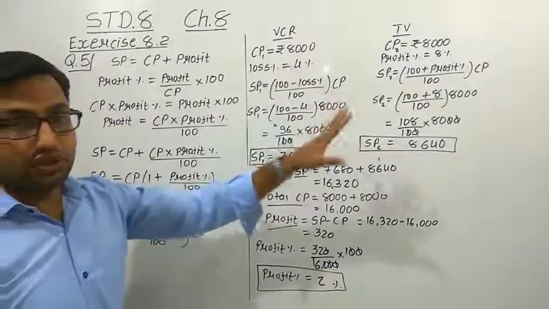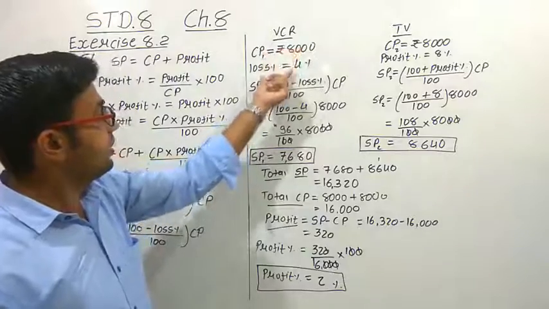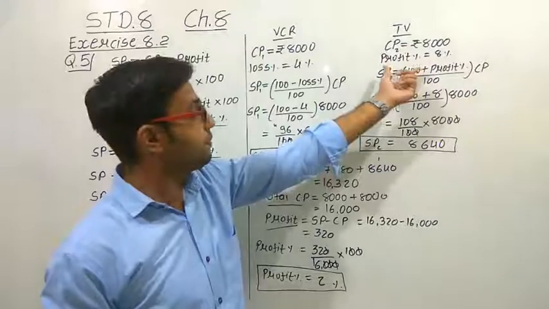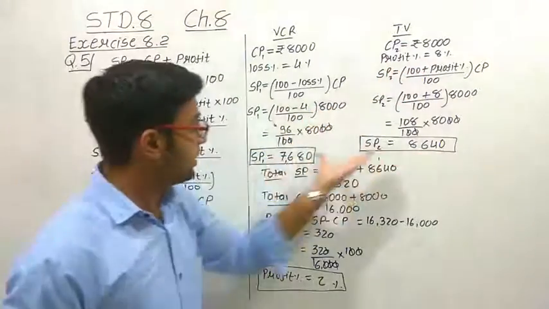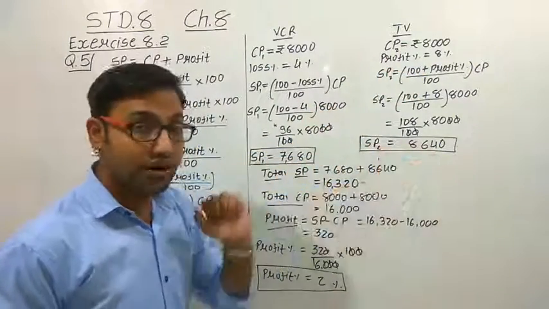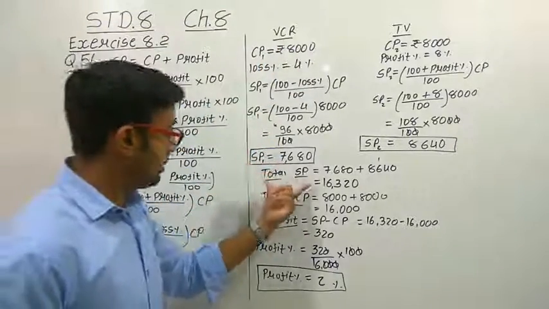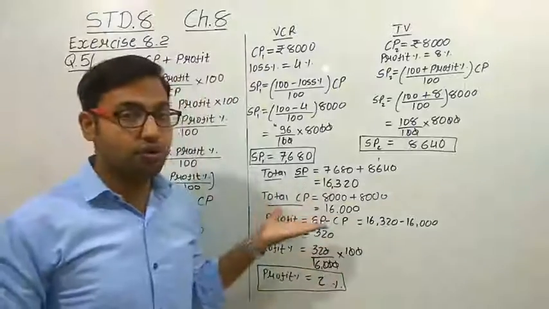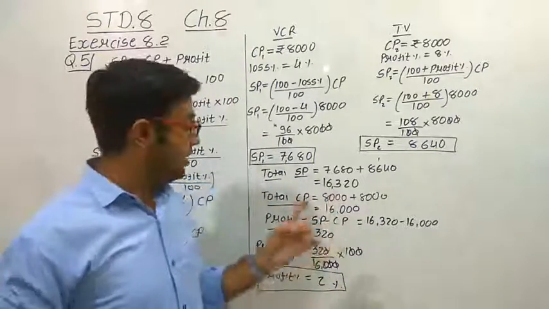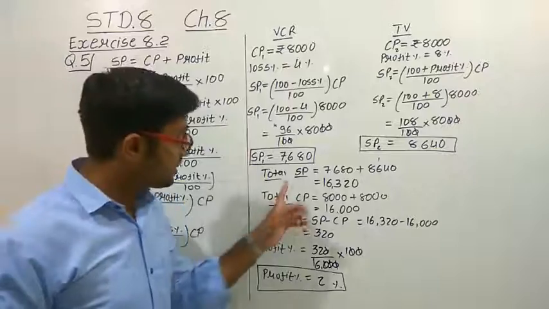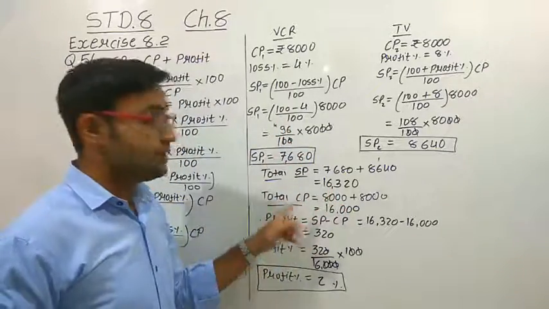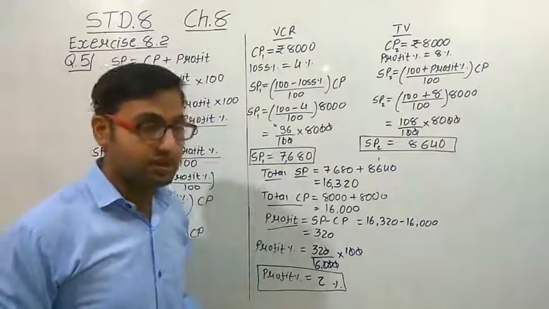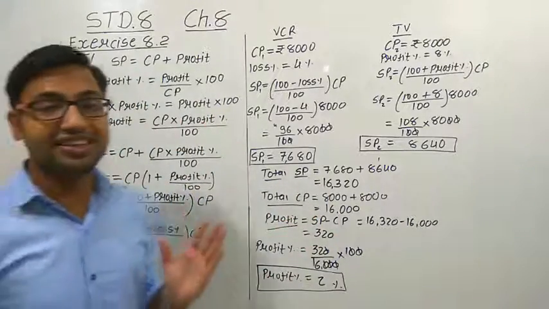So in the whole transaction, the VCR he sold at a loss of 4%, the TV he sold at a profit of 8%. We found the selling price of both the VCR and TV, and then we got the total selling price and total cost price. Because how do we know that he is making profit or loss? We can decide from the selling price and cost price. Here the selling price we get is higher, that is why he is making the profit, right? And this is how we can find out the profit percentage. So this is all about this lecture.